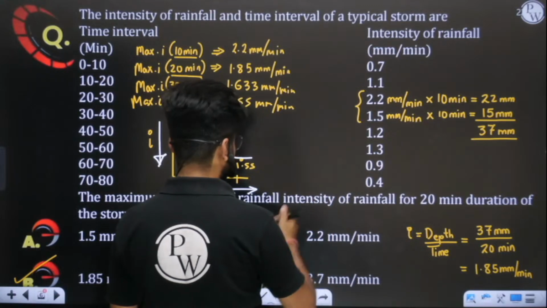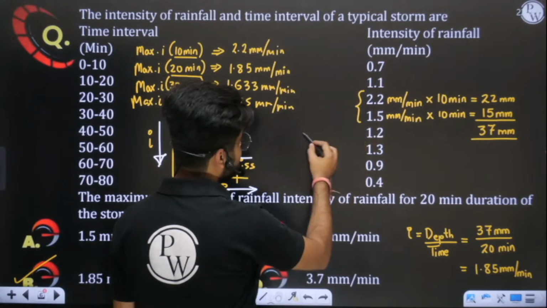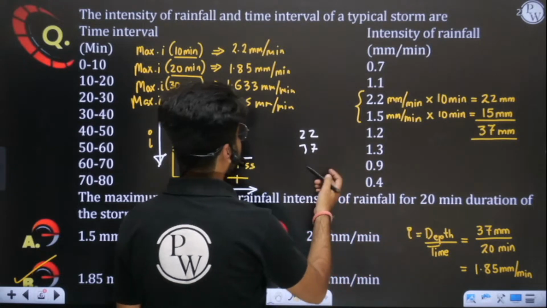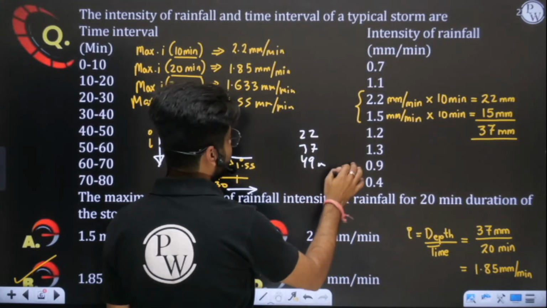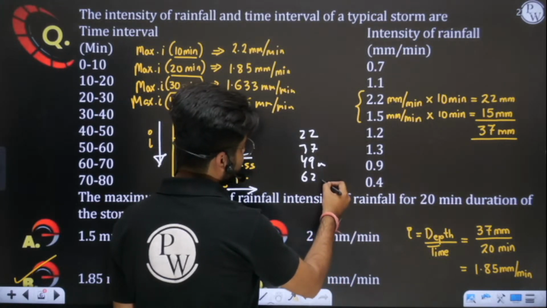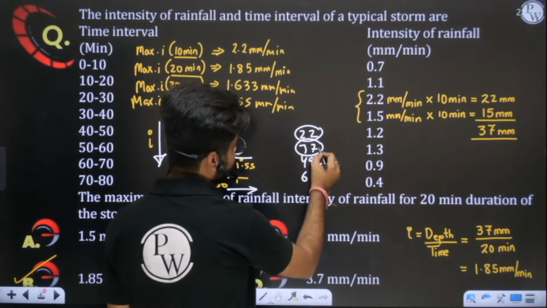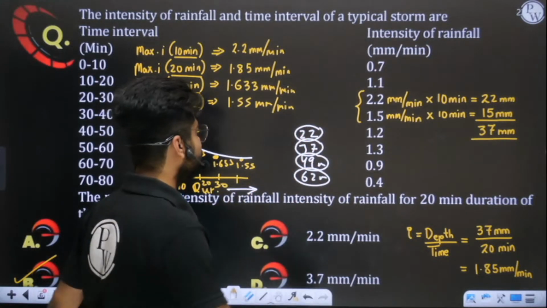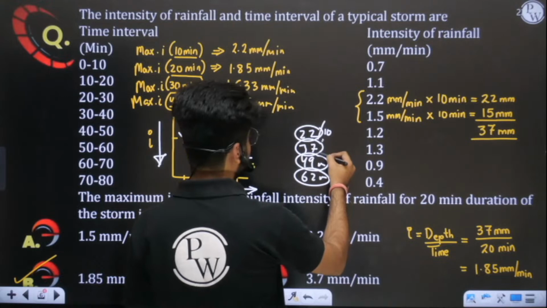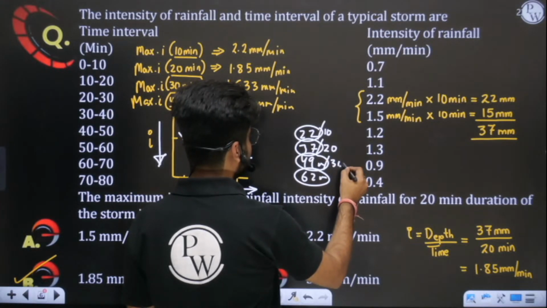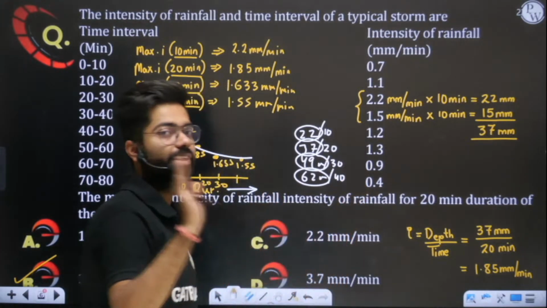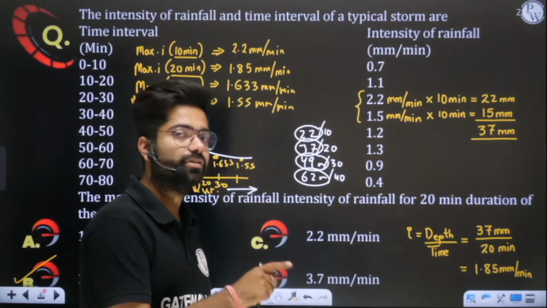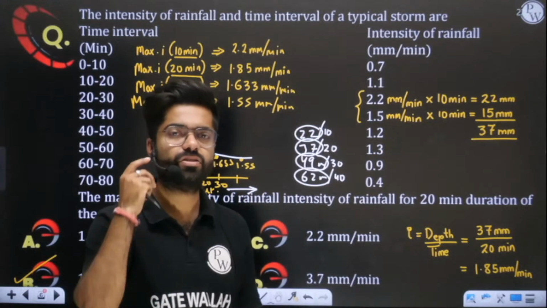Yes or no? Sir, for 10 minutes the maximum depth is 22. For 20 minutes the maximum depth is 37 mm. For 30 minutes the maximum depth was 49 mm. For 40 minutes the maximum depth was 62 mm. Only depth. When you divide depth by duration, then you will get the intensity. But if they are only asking about the maximum depth, then you will draw maximum depth versus duration.